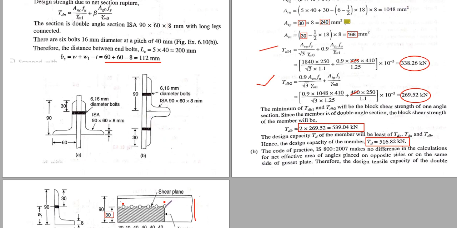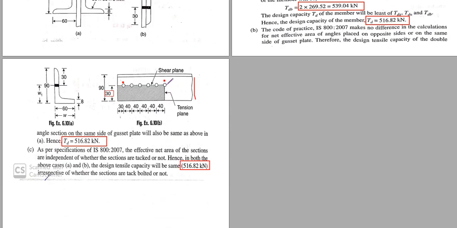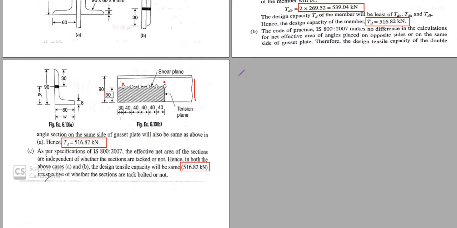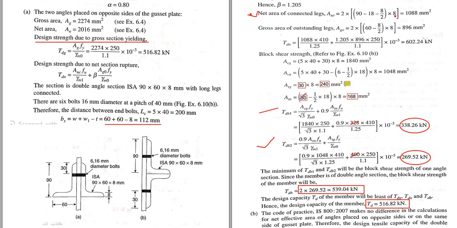Then Atg, from the center of the bolt to this point, is equal to 30. In gross you should not deduct the hole, so 30 into the thickness 8, that is 30 into 8 in case of gross Atg. In case of Atn, 30 minus half the diameter, that means this radius should be deducted to find the net length, and that should be multiplied by the thickness. So you can put these values in these equations and find the 2 block shear strengths.